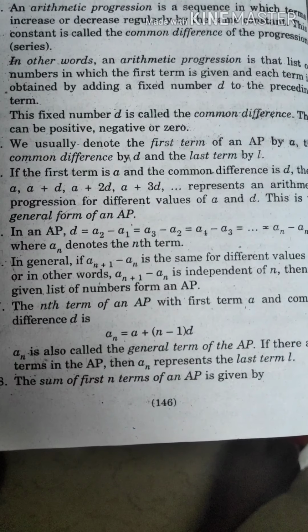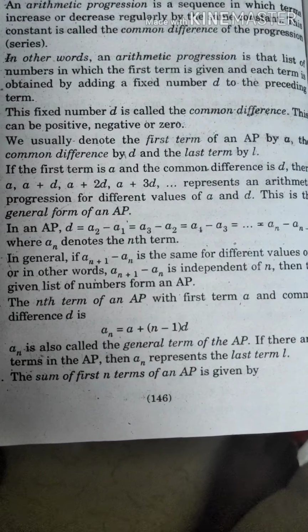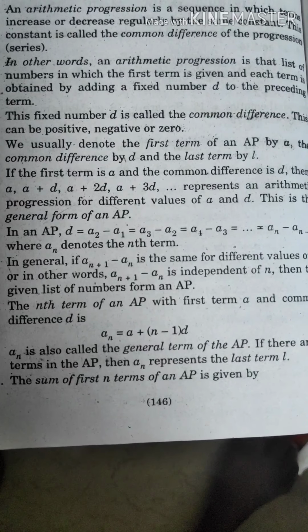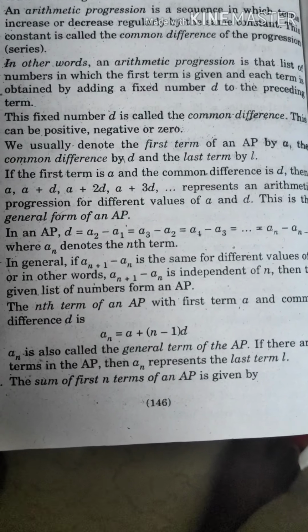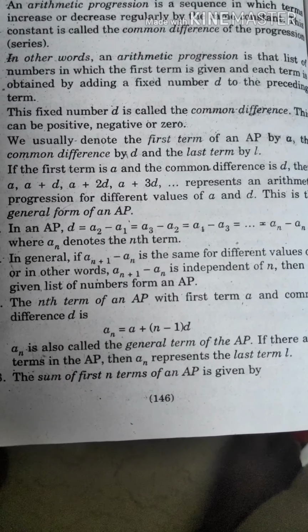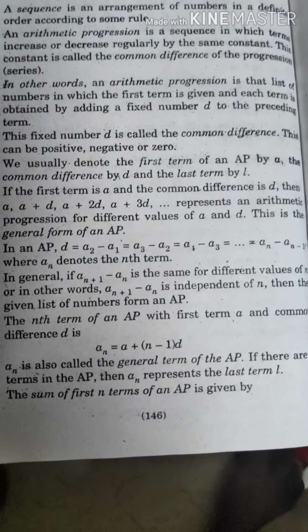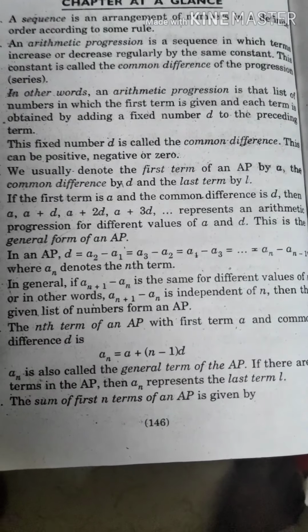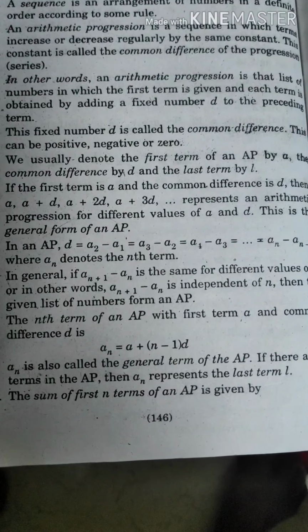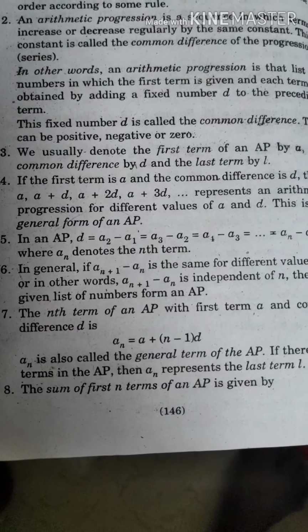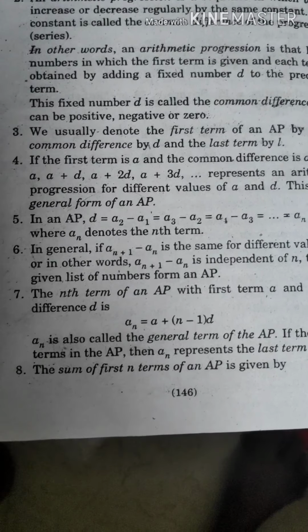In other words, an arithmetic progression is a list of numbers in which the first term is given and each term is obtained by adding a fixed number d to the preceding term. This fixed number d is called the common difference. It can be positive or negative or 0, not both.